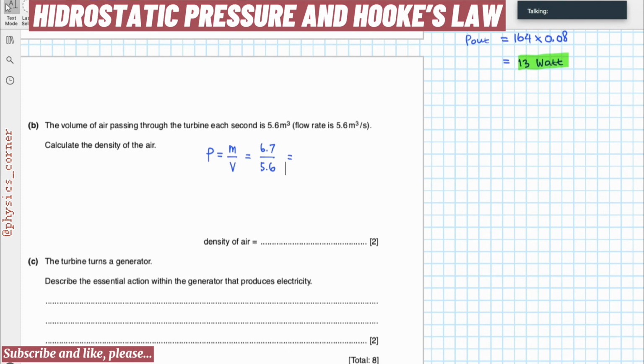Yeah, we have 1.19 or maybe 1.2. Yeah, this is about 1.2, in kilogram per meter cubic. Yeah, that's it. Still use this one.